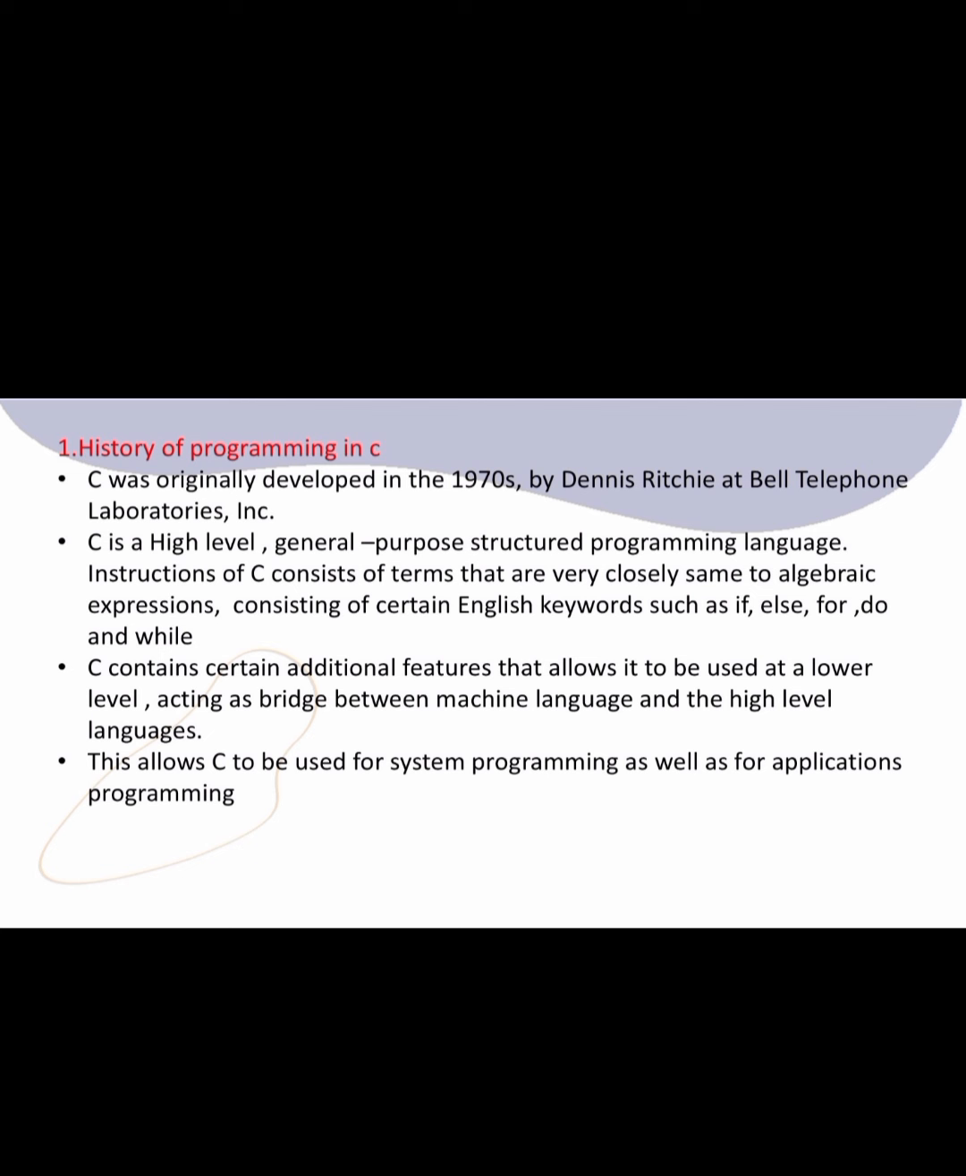One of the special things about C is that it includes features of low-level programming as well. It acts as a bridge between high-level and machine-level languages. This means programmers can write code that runs very efficiently and can even interact directly with hardware when needed. Because of this feature, C became very popular for writing system software like operating systems and compilers, as well as for application development.